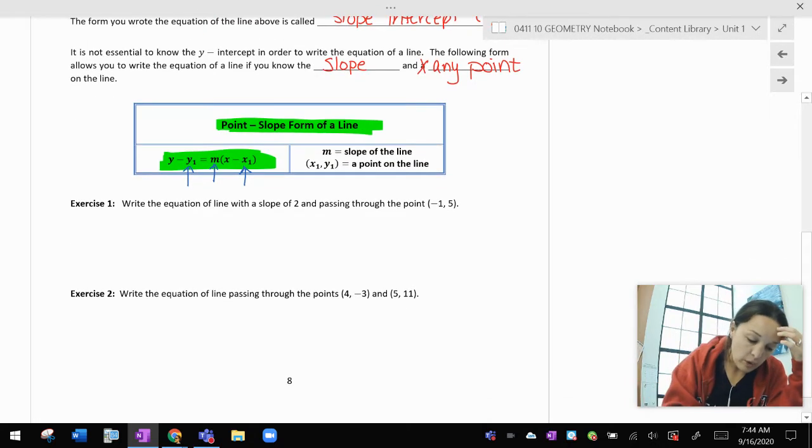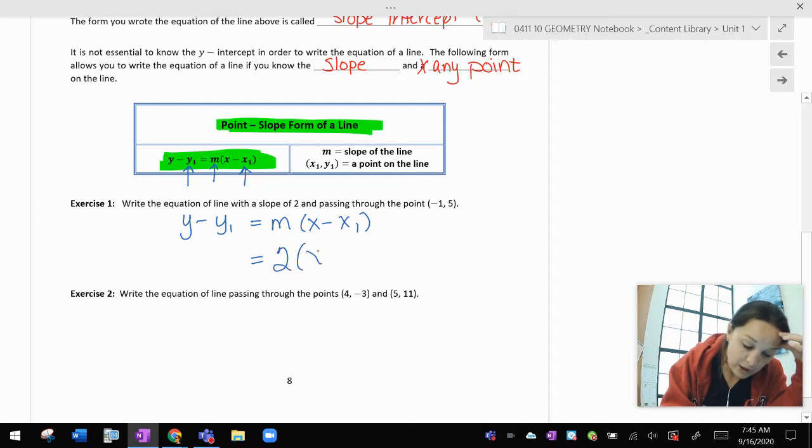Watch this. Write the equation of a line with a slope of 2, passing through the point (-1, 5). So y - y1 = m(x - x1). I'm going to replace the m with the slope. There it is. My slope is 2. The regular x stays, and x1 is the x coordinate from your point. My x coordinate is -1. y stays. y1 is going to get replaced with the y value, which is 5.